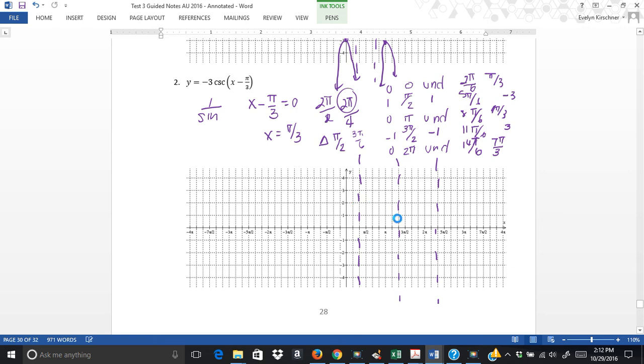At 5 pi over 6, which is here, I am -3. And at 11 pi over 6, which is here, I am +3, and then I have my graph. So that is how I graph it.